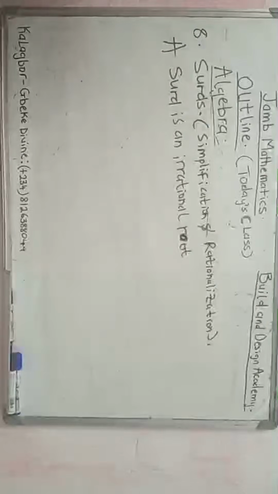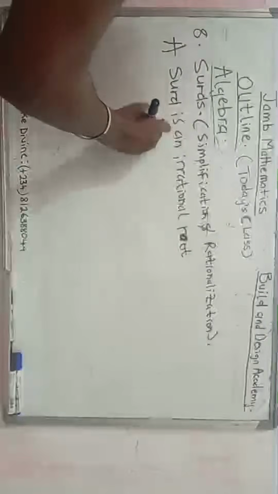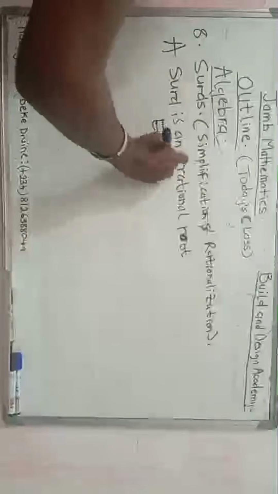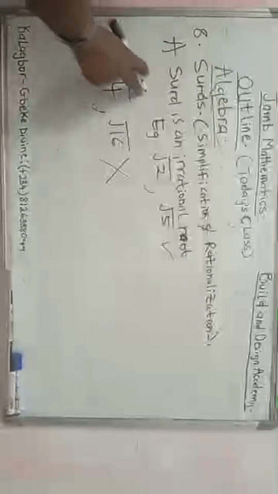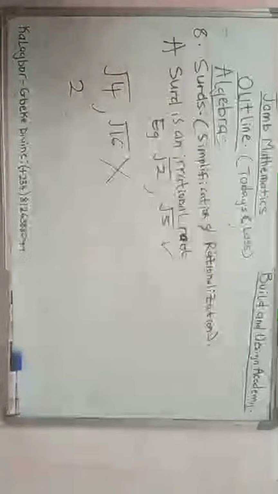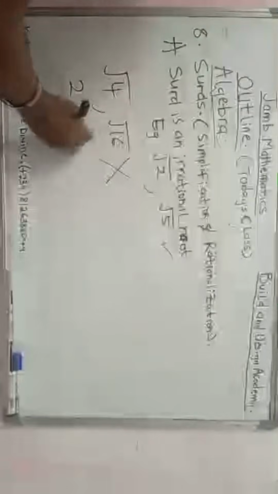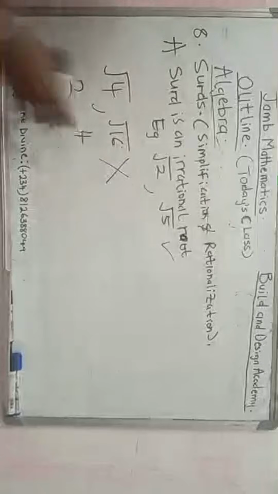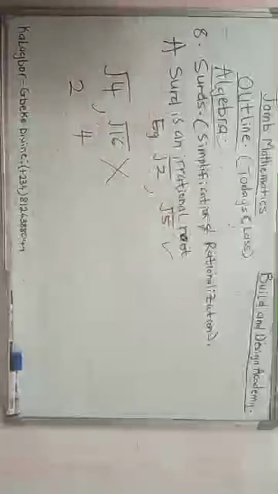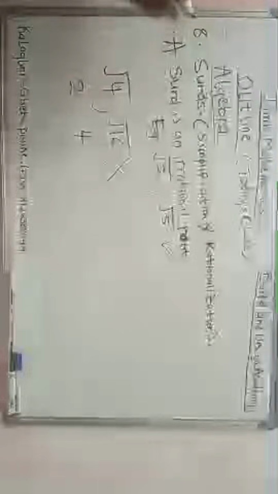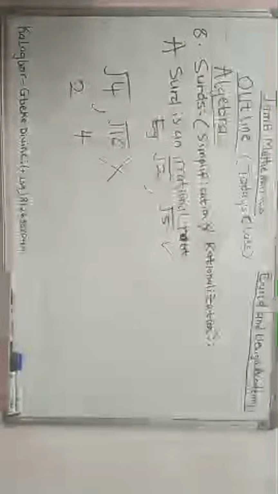Take note. Example. We have root 2, root 5. These are surds. But if you say something like root 4, root 16, these are not surds. Why? Because root 4 will give us 2, and root 16 will give us 4. So they are not surds. For this, we cannot simplify root 2 or root 5, so these are surds. Know the difference. So now, let's move on.